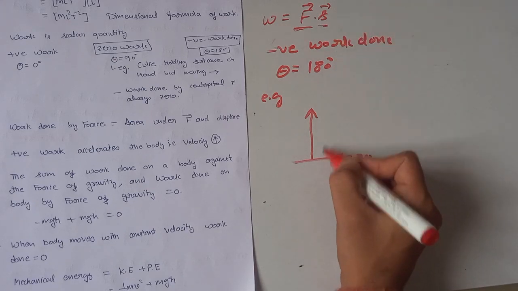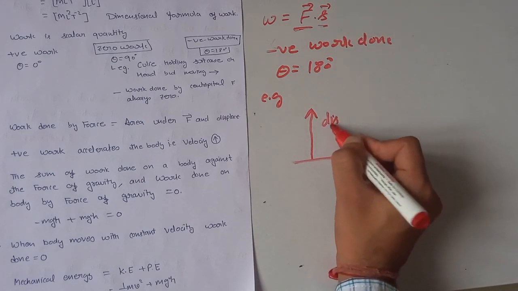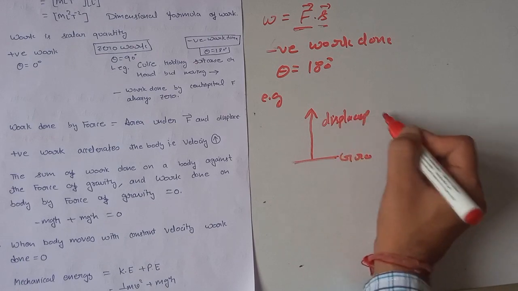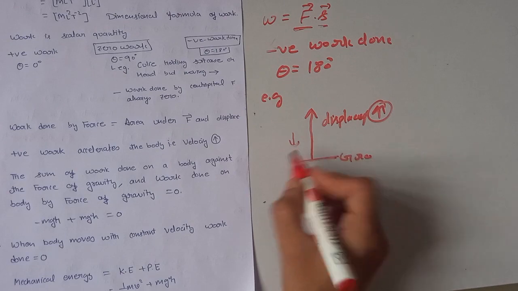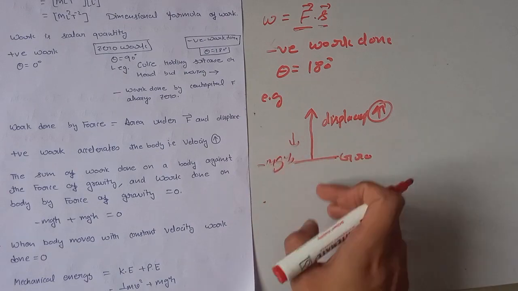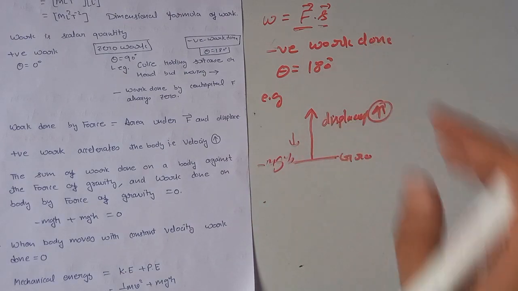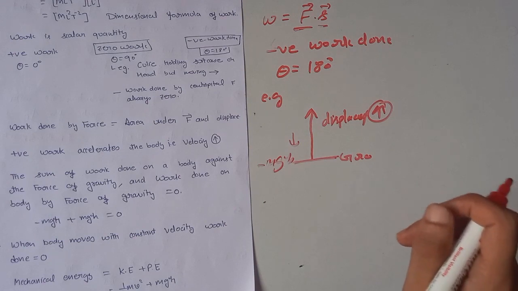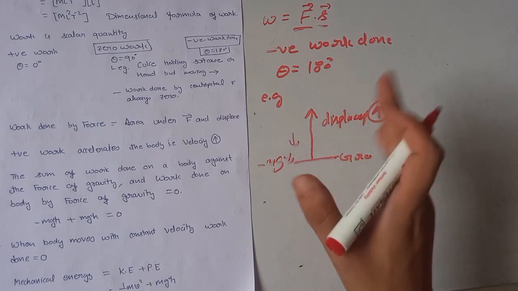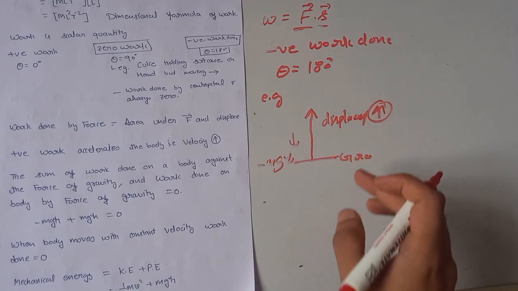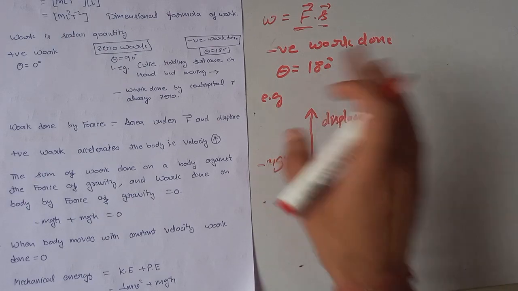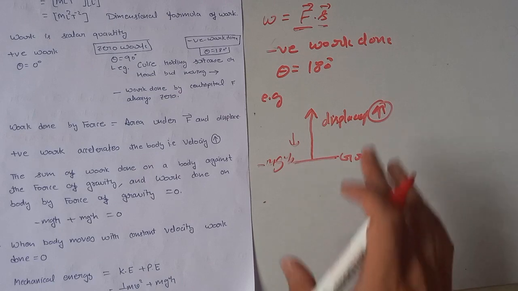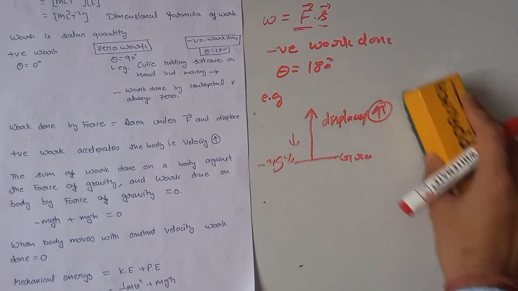Here the displacement of the object is vertically upward, but the force applied here is mg, the force of gravitation, which acts vertically downward. But its displacement is vertically upward. So the angle between this force and the displacement is 180 degrees. So this is an example of negative work done.